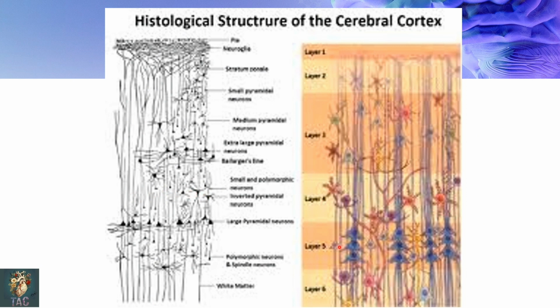This is the layer 5, which contains large pyramidal cells, also called the giant cells or the Betz cells. They form the major outflow tract of the motor cortex. And then the next is the multiform layer, which contains different types of cells which are present in different shapes as well.